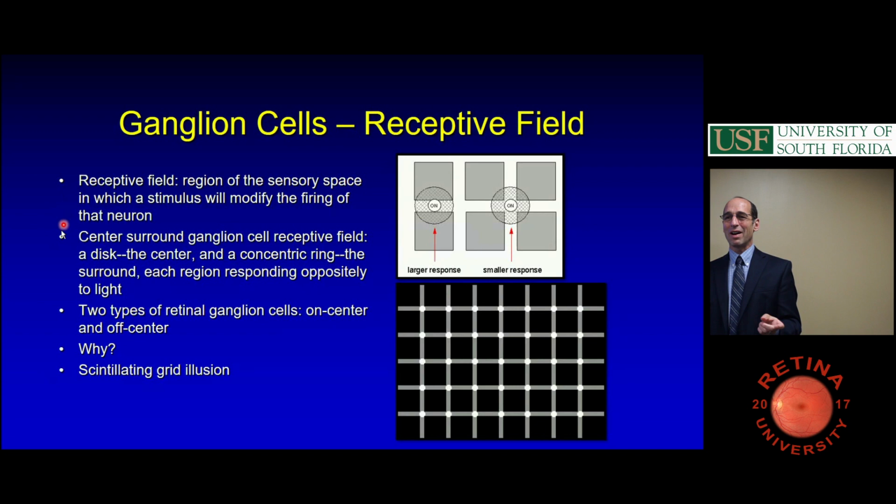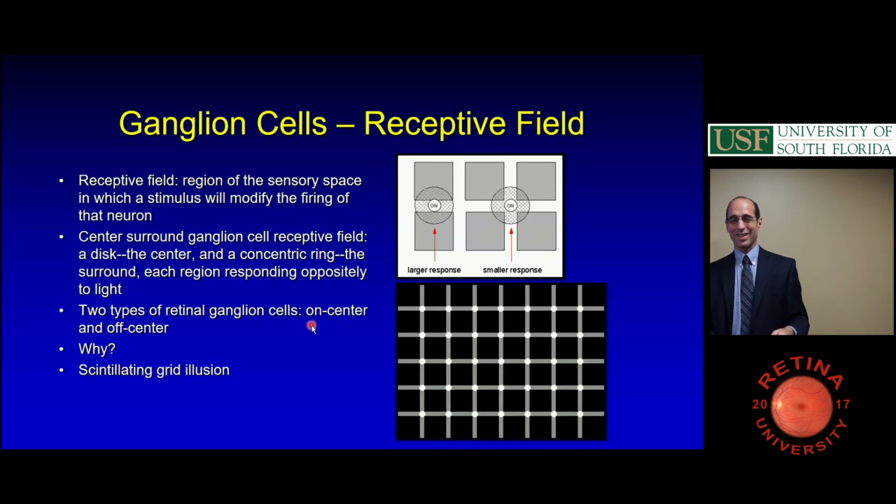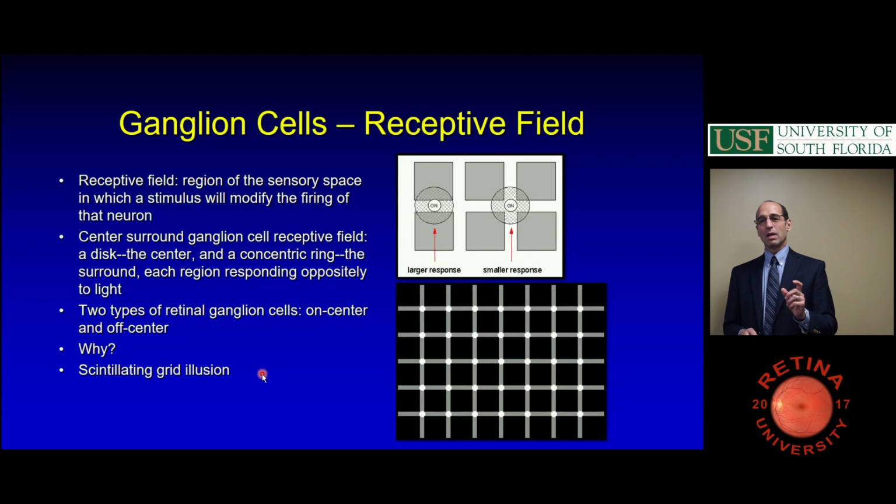There's a center surround ganglion cell receptive field. If you picture a disc in the center with a concentric ring around it, there are on-center and off-center ones. So if you shine a light in the middle of the donut, it'll fire, or if you shine a light on the outer part of the donut, it doesn't fire. So those are the receptive fields. In this grid illusion, if you look at it, it's kind of something to look at. I have it in my office waiting room. It's a scintillating grid illusion, which probably has something to do with the center surround design of the retina.